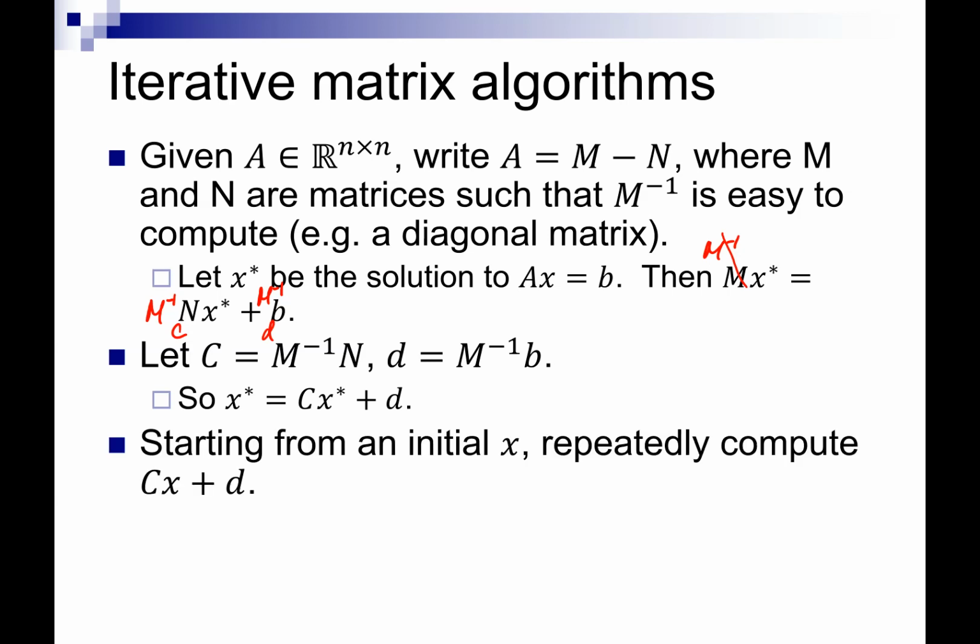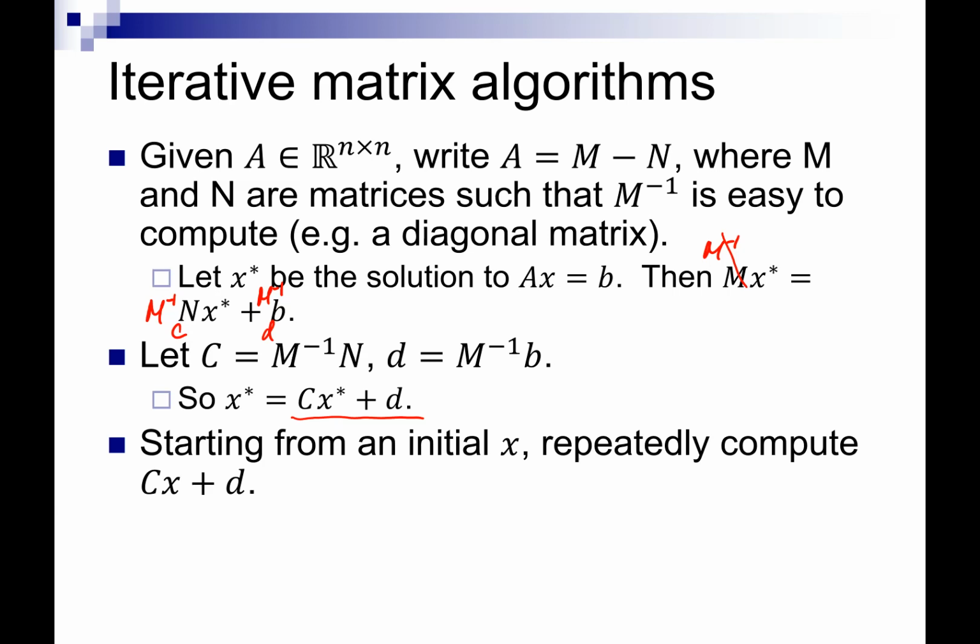Okay, so now the way we're going to run this iterative algorithm is that we're just going to repeatedly apply this formula over here. Initially we're going to start with some vector x0. We plug x0 into this formula, so we compute C times x0 plus D. That gives us a new value for x.